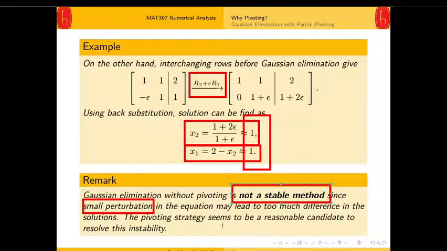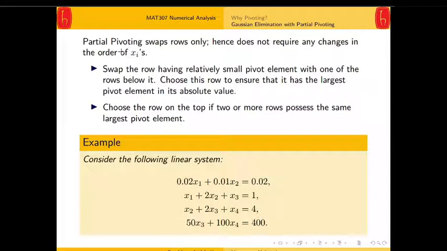The pivoting strategy seems to be a reasonable candidate to resolve this instability, because as you can see from the example, we performed some pivoting strategy and it basically resolved our issue. So we get the solution being very close to the original problem. We know there are lots of pivoting strategies, but the one we will cover in this course will be partial pivoting.